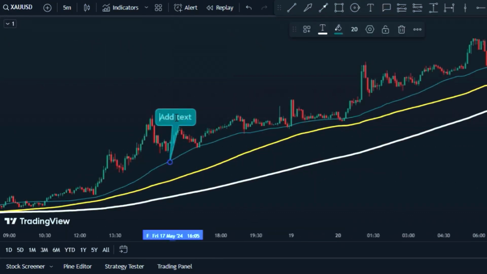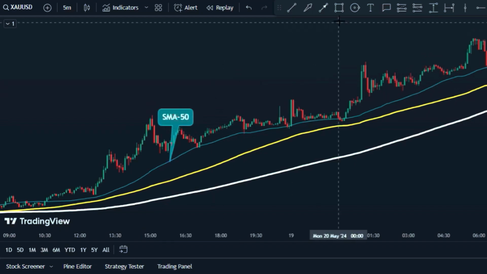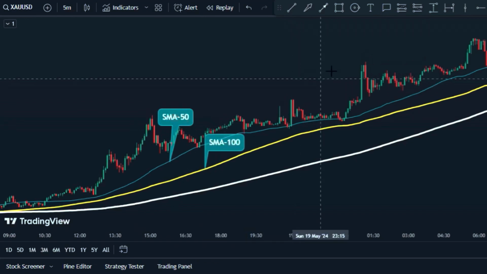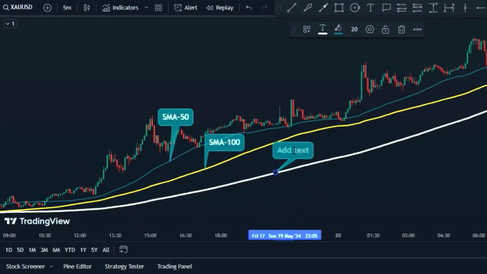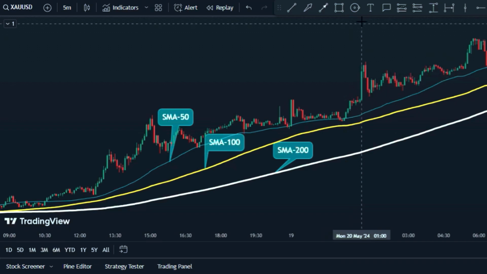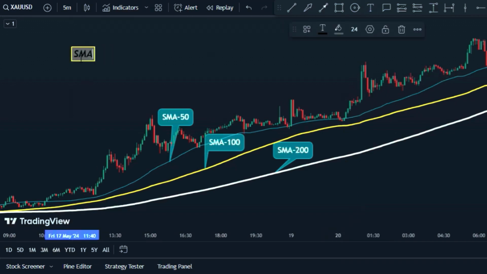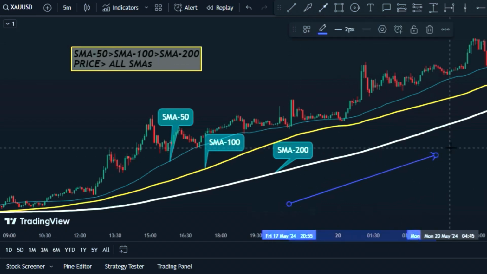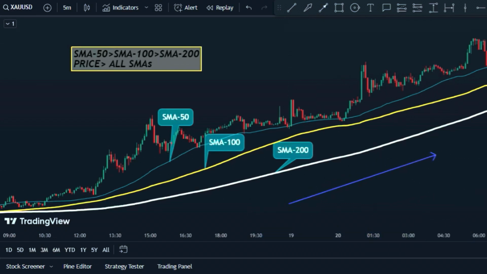On the flip side, if the 50 SMA is above the 100 SMA and the 100 SMA is above the 200 SMA and the price is above all the 3 lines, it shows an uptrend. In this case, imagine the ball, which is the price, is above the stairs, which is the SMAs, indicating the market's overall trend is heading upward. By understanding these relationships between the SMAs and the price, you'll have a clear picture of the market's direction.